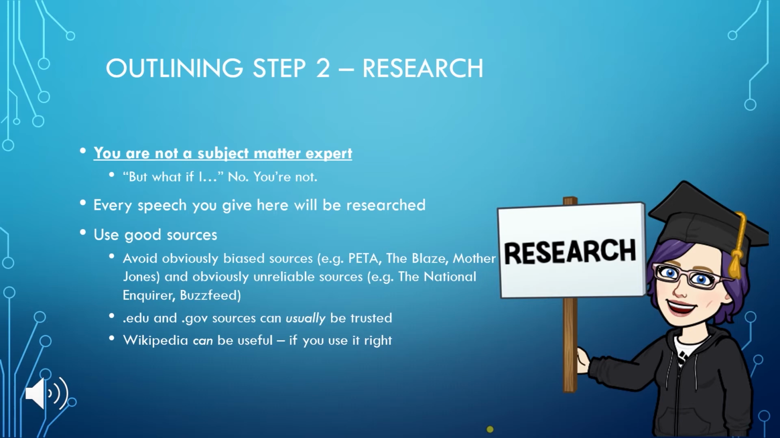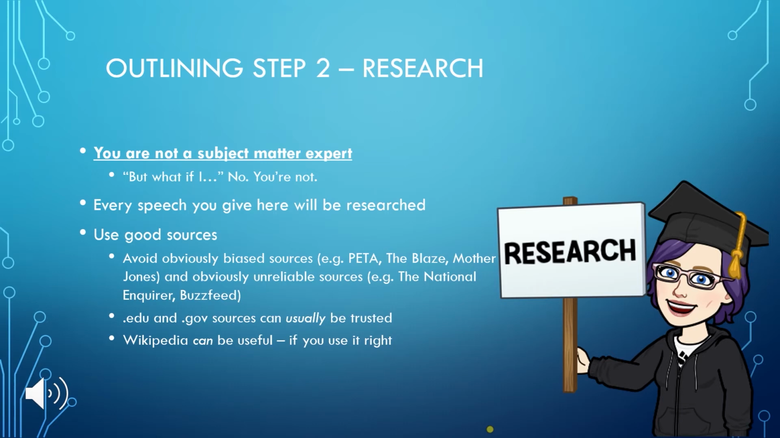A good source is important. It's where you're going to get credibility. This means you'll need to avoid obviously biased sources. Think of something like PETA if your topic involved animals, or something like The Blaze or Mother Jones if your topic is political. And obviously unreliable sources, think of something like BuzzFeed, sources that are more for entertainment. When you're looking for sources, information from .edu or .gov sources can usually be trusted, although you still have to use your judgment and think about it.